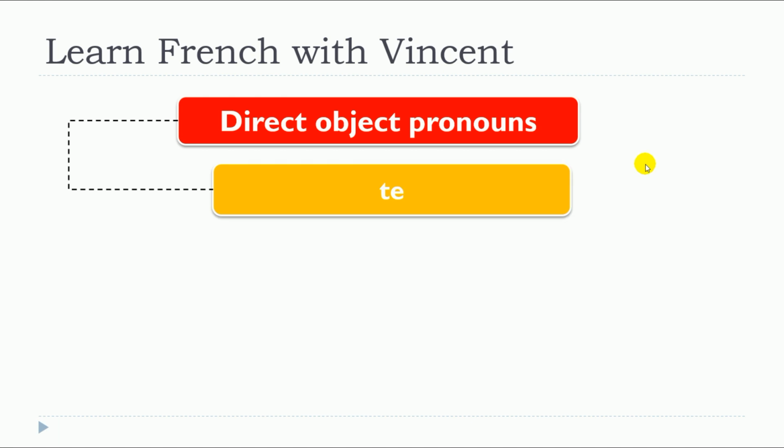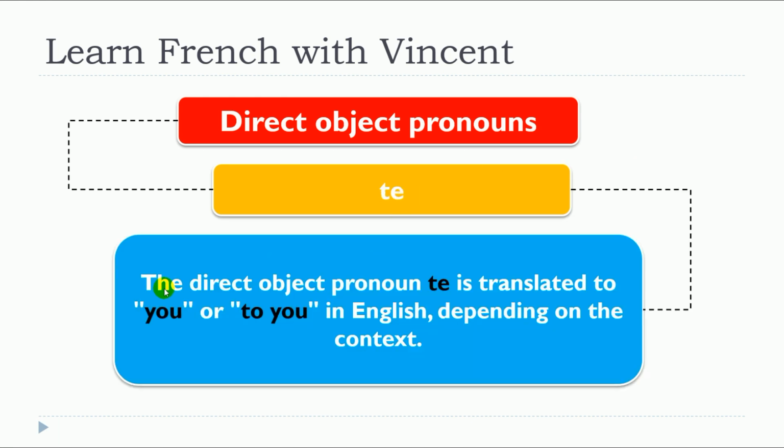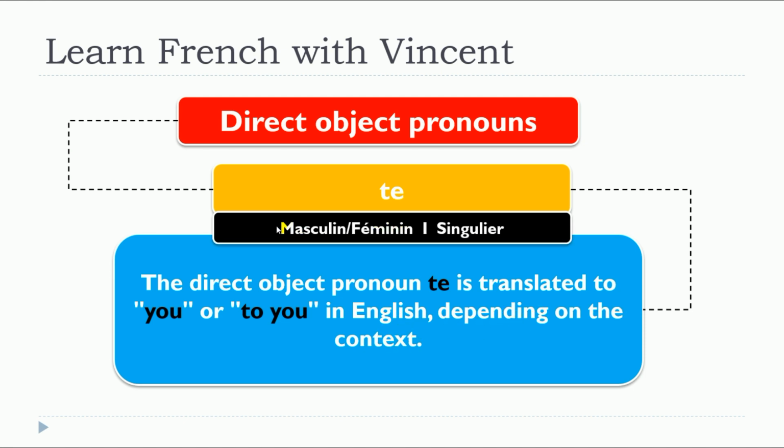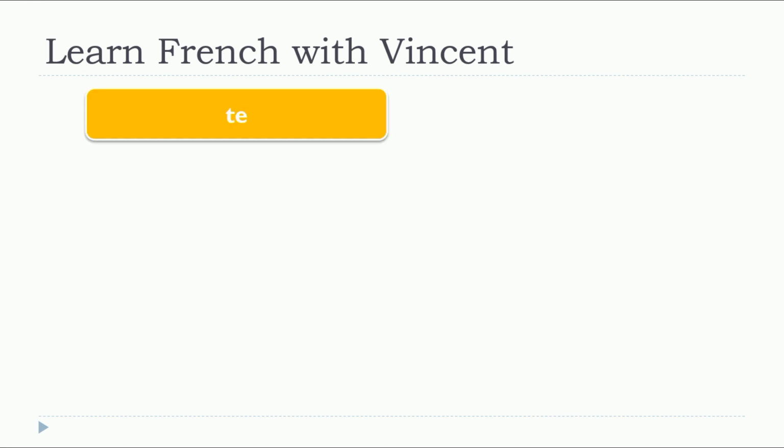So in this lesson, we'll concentrate on te. And the direct object pronoun te is translated to you or to you in English, depending on the context. Te can stand for the masculin, féminin, but definitely it must be singulier. Masculin, féminin, singulier. So we'll have 4 examples.